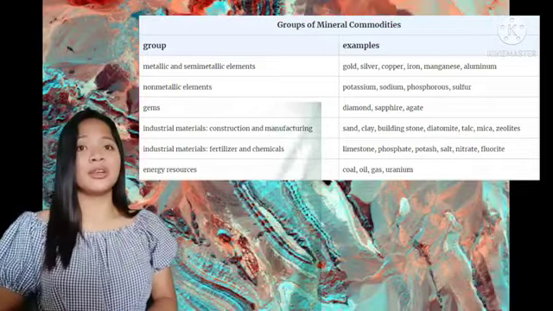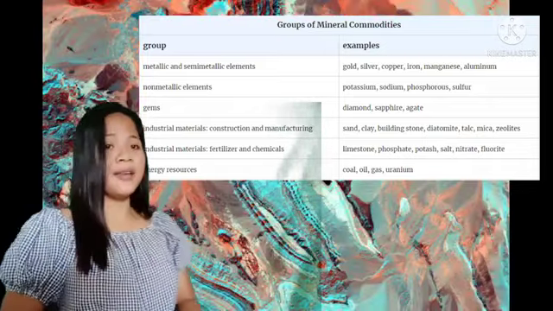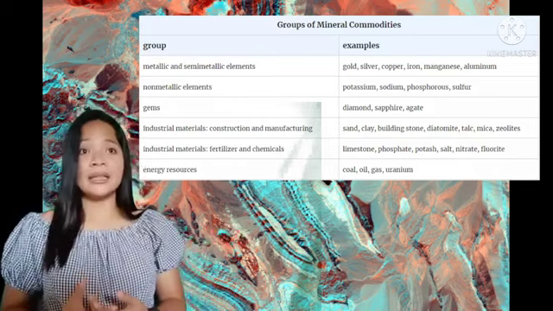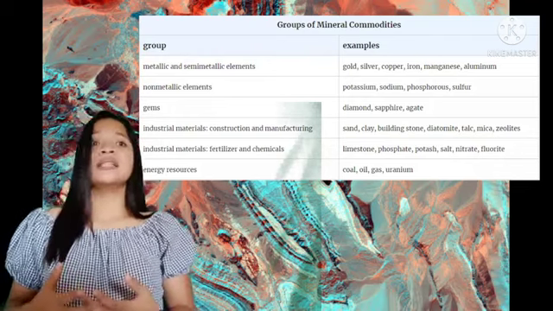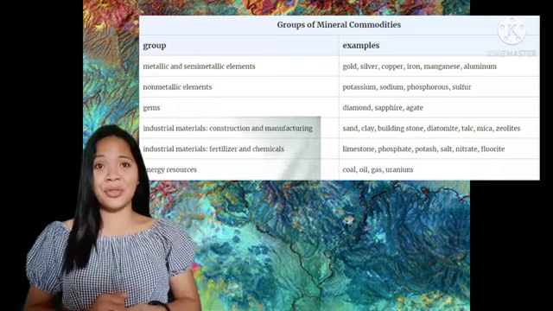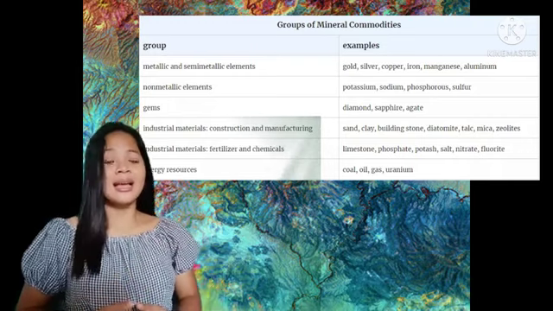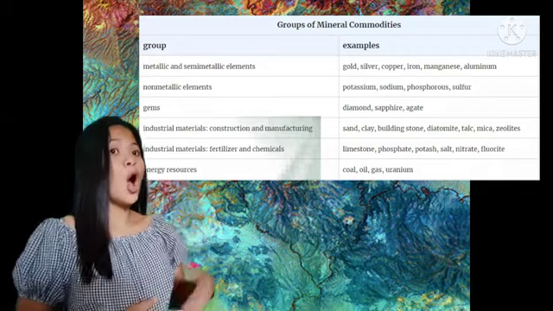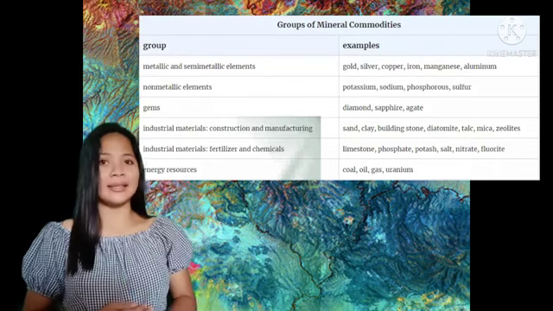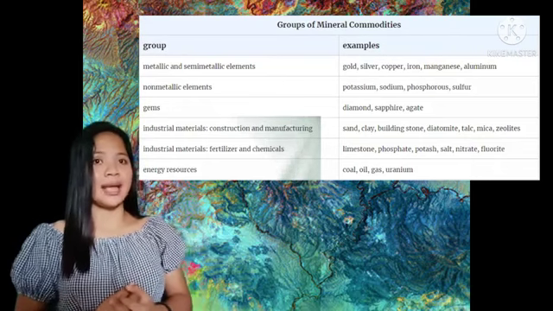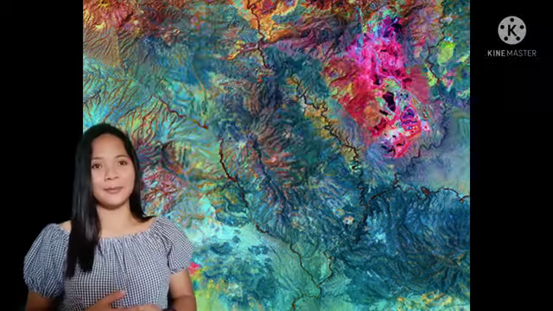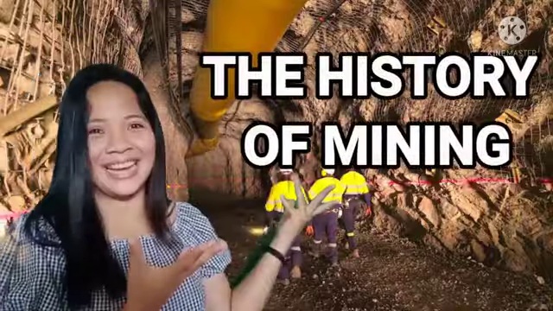Another is industrial materials in construction and manufacturing, like sand, clay, building stone, diatomite, talc, mica, and zeolite. Another is industrial materials and fertilizer and chemicals like limestone, phosphate, potash, salt, nitrates, and chlorides. And last are the energy resources like coal, oil, gas, and uranium.